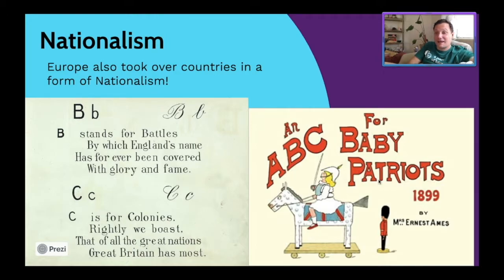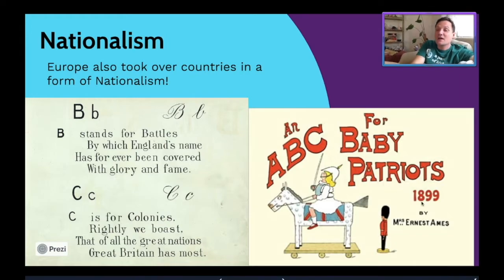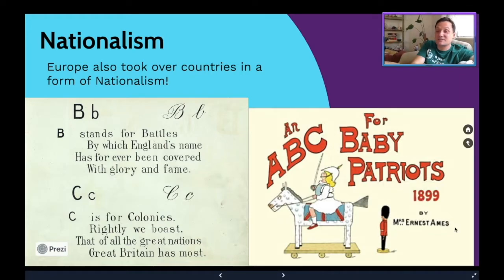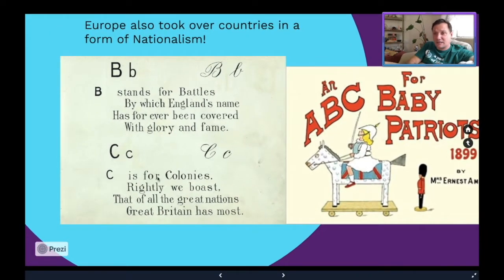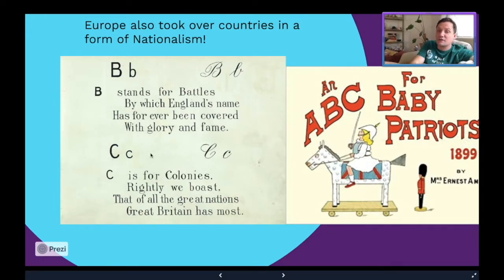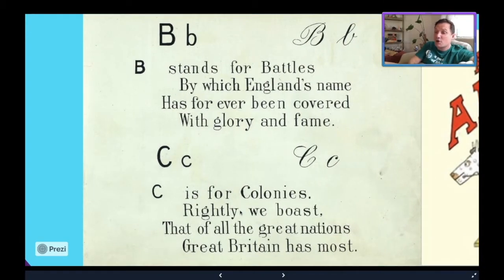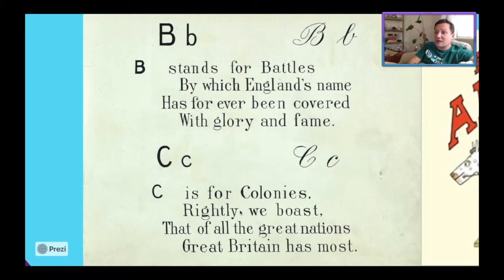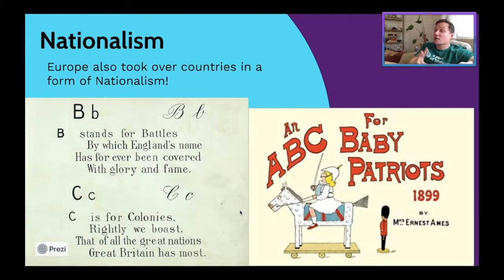All right, so an ABCs for Baby Patriots, right? 1899 is when it was issued by Mrs. Ernest Ames. And as we can see, instead of having like A is for apple and B is for banana, it has stuff like B is for battles and C stands for colonies. Rightly we boast that of all great nations, Great Britain has the most, right? Which ties back in to our the sun never sets on the British Empire concept, right?